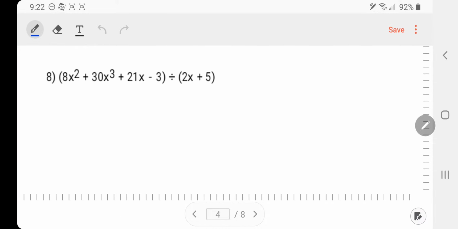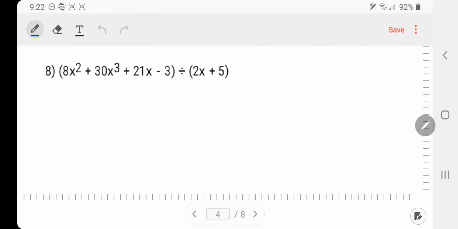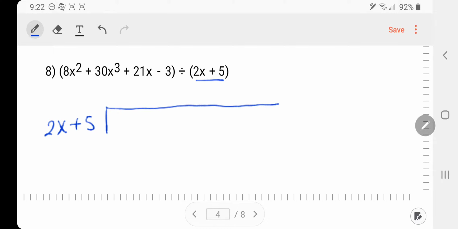All right, so here we have another division problem. This time we're dividing by a binomial. And so what we're going to demonstrate here is long division. We're going to divide this using long division. All right, so we're going to have 2x plus 5, and that's going to be divided in.